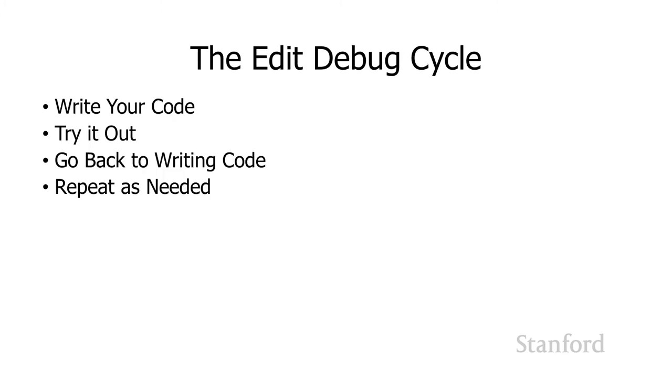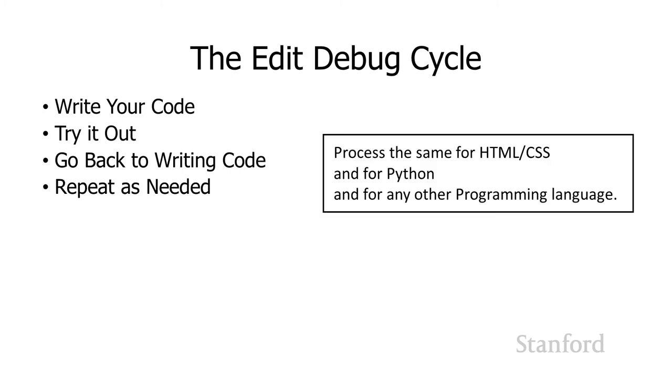Okay, as I suggested in the last lecture, there is this edit-debug cycle where I write or edit my code, I try it out, see if it works. If it doesn't work, I go back to writing or editing the code and I try it out again, and I just keep on repeating that process as long as necessary. This is very similar to the process we had for our HTML and CSS. And this is the process we will use for Python or for any other programming language.